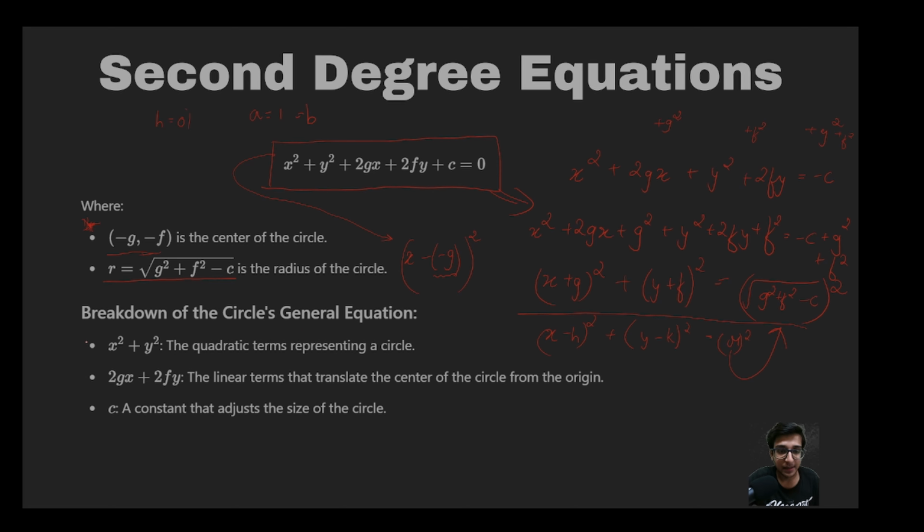So this is basically the breakdown of the circle's general equation. X square plus y square, again these are the quadratic terms that represent the circle. 2gx plus 2fy, linear terms that translate the center of the circle from the origin, and c is a constant that adjusts the size or the radius of the circle basically. Again, this is not a very important thing that you need to remember. Only thing you can remember is the center and the radius, most important things.